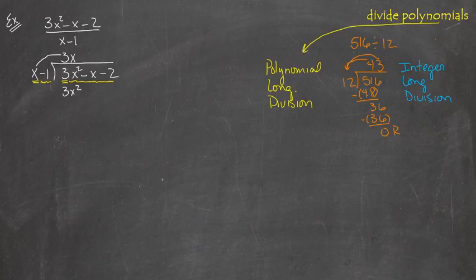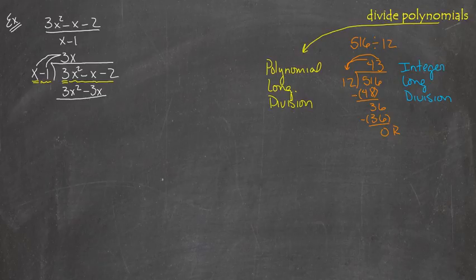For long division in polynomials to work, it has to be exactly the same number. With integers, we didn't need exactly the same number. When we did our subtraction, we just kept working with what we got. But with a polynomial, it has to be exactly the same number. So I have 3x times x, 3x squared, and 3x times negative 1, minus 3x. Cool. Now exactly the same thing we did before.